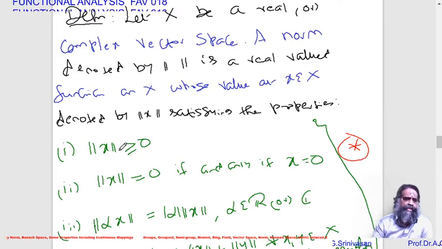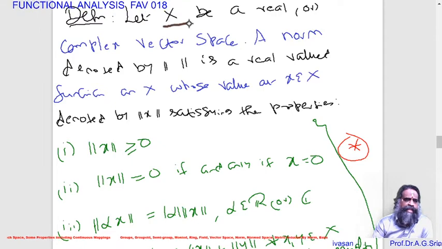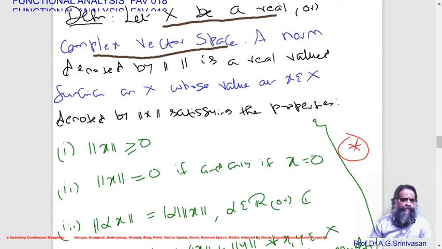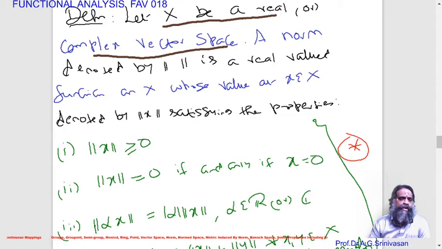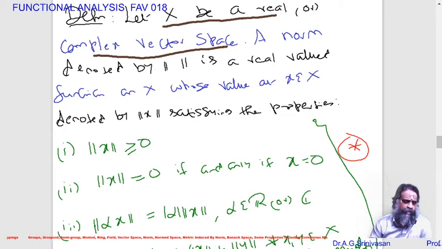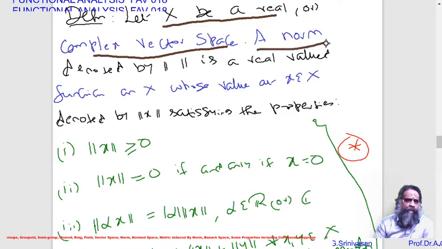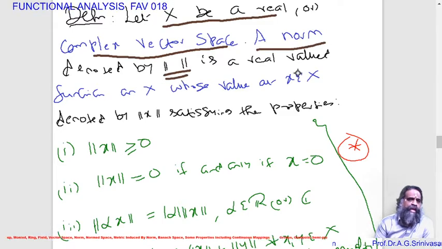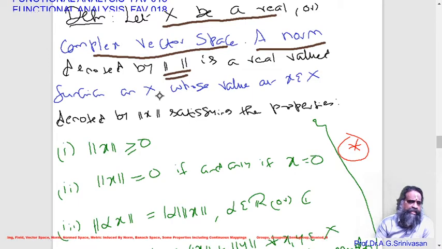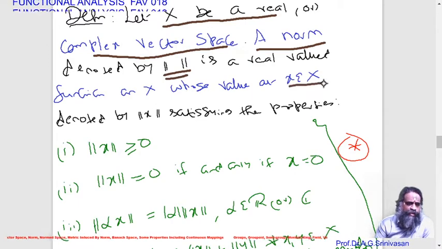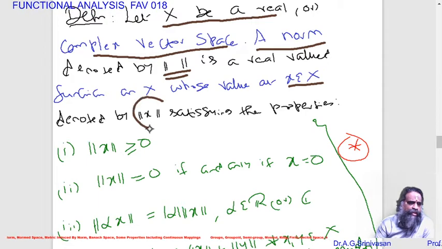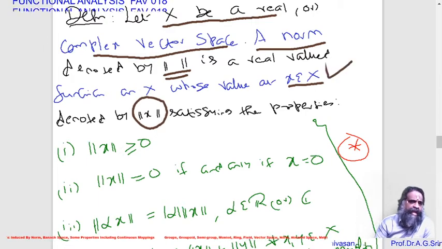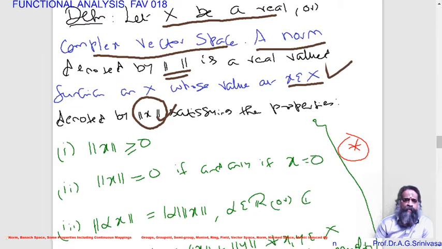So let's go to the definition. Let X be a real or a complex vector space. So it's a vector space over a real field or over a complex field. A norm, denoted by this symbol, which we will be pronouncing as norm, is a real function on X such that at each x belonging to X, there is a number associated to it. So for each x in X, there is a real number, denoted by norm x.